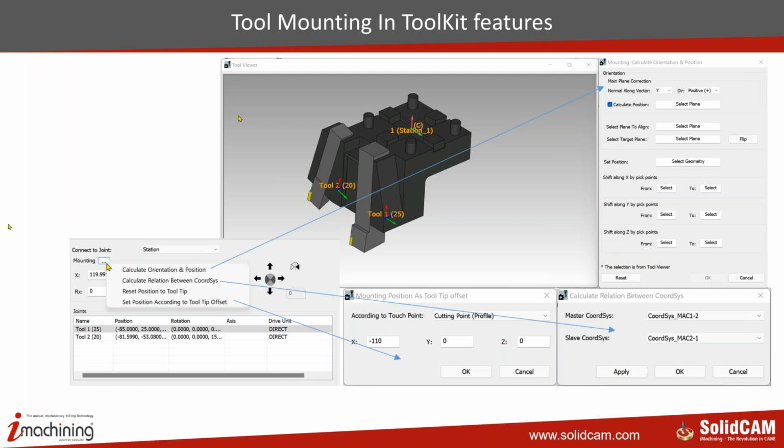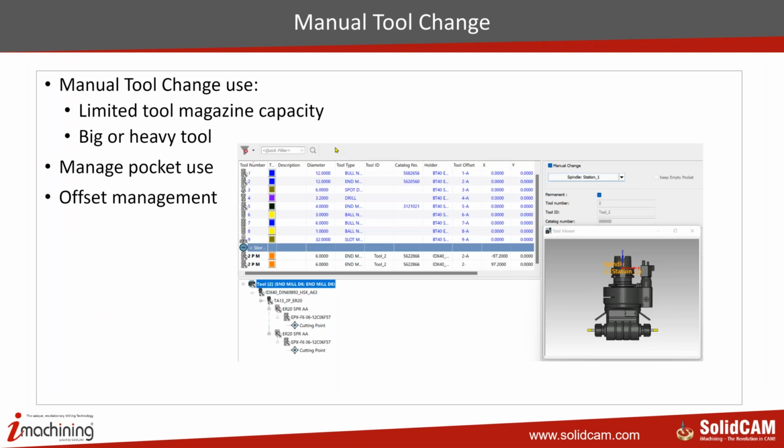Just a second. Okay, so let's go to the first one. First we have a manual change. So why do we need the manual change feature in SolidCAM? Generally it's used in two cases. One is where you have a limited magazine capacity. So you have 25 tools that can be mounted on the machine, and you want to add an additional tool to finish the work, so you have to manage the tool mounting manually. The other is if the tool is too big or too heavy, so you cannot just use your magazine to hold this tool, so you have to disassemble it manually.